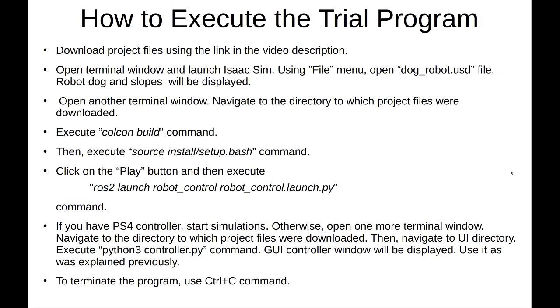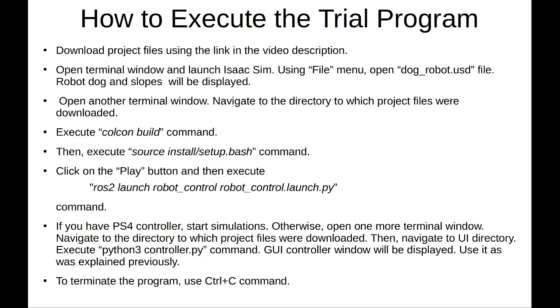Finally, I would like to explain how to execute the trial program. Download project files using the link in the video description. Open a terminal window and launch Isaac Simulator. Using the File menu, open the Dock Robot USD file. The robot, dock and slopes will be displayed.